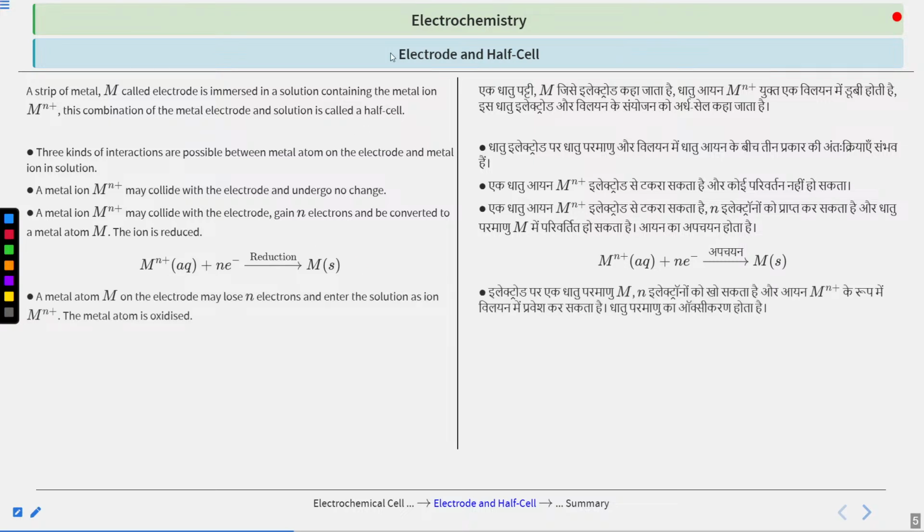The third interaction you would expect is that the metal from the electrode loses electrons and moves on to M^n+. Since it is losing electrons, the metal atom is oxidized. This can again be represented with an oxidation equation of the same metal. So these three types of interaction are possible whenever you dip a strip of metal, that is your electrode, into the electrolytic solution.